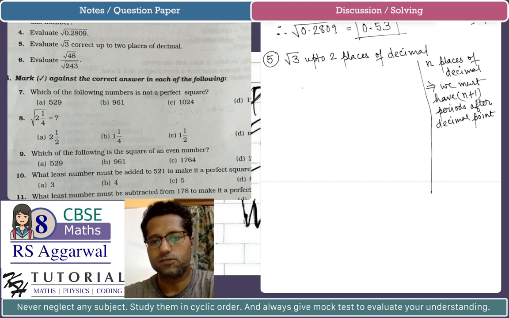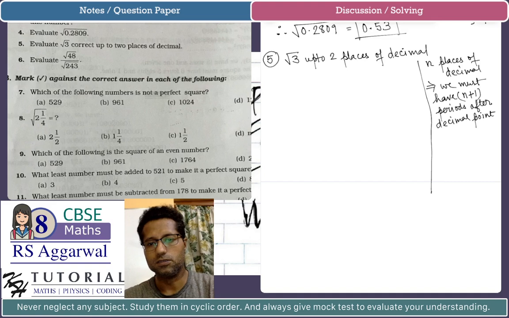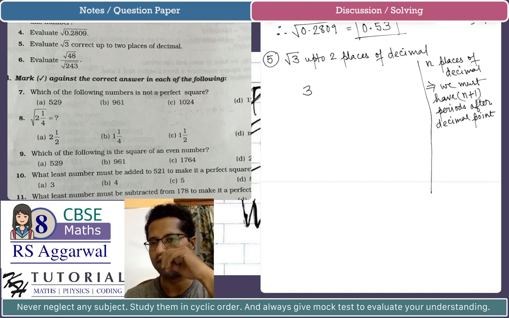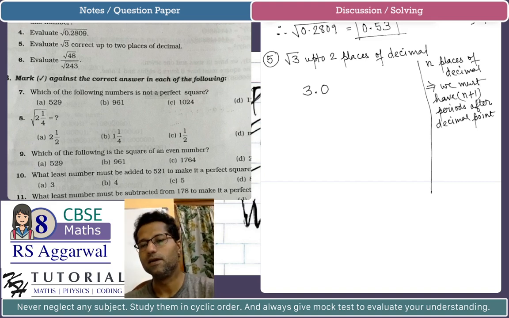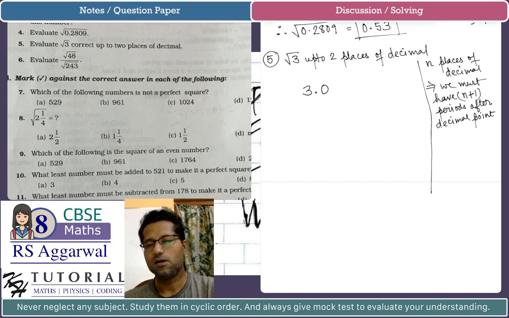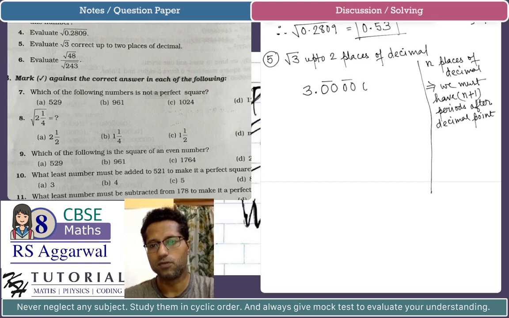Now, the number is 3, and we have to find the square root of 3 up to 2 places of decimals. We know that 3 is nothing but 3.0 in decimal form. So to find the square root up to 2 places of decimals, we need 2 plus 1, 3 periods after the decimal point. To make 3 periods after the decimal point, we have to append the required number of zeros. So this makes the first period, another two zeros make the second period, another 2 zeros make the third period.